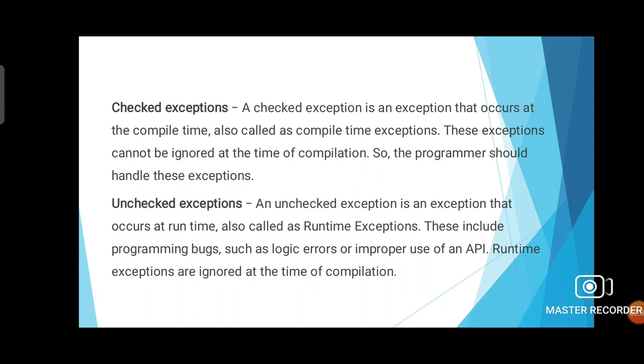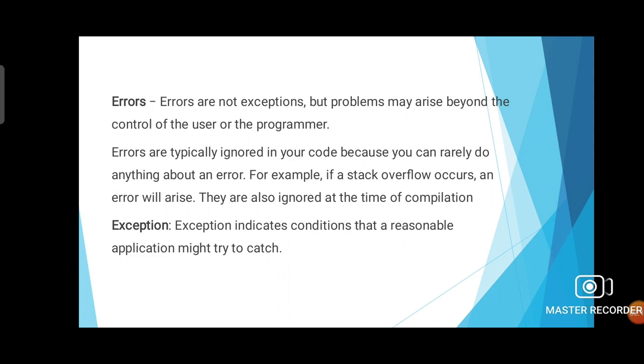Unchecked exceptions are exceptions that occur at runtime, so they are called runtime exceptions. These include programming bugs such as logic errors or improper use of application programming interfaces. Runtime exceptions are ignored at the time of compilation. Now, the third category is errors. Errors are not exceptions, but problems that may arise beyond the control of the user or the programmer. Now, an exception indicates some conditions that a reasonable application might try to catch.